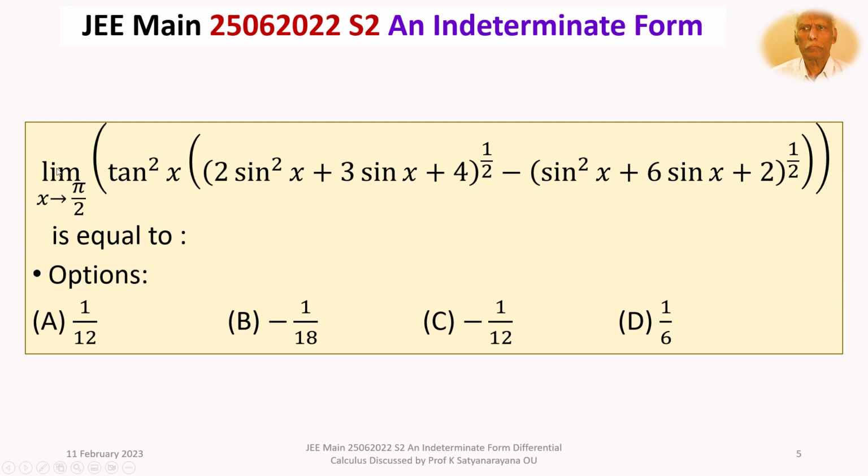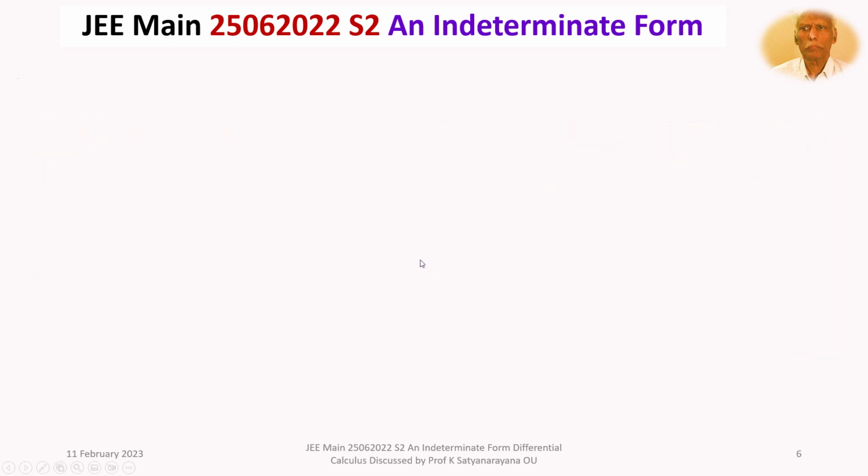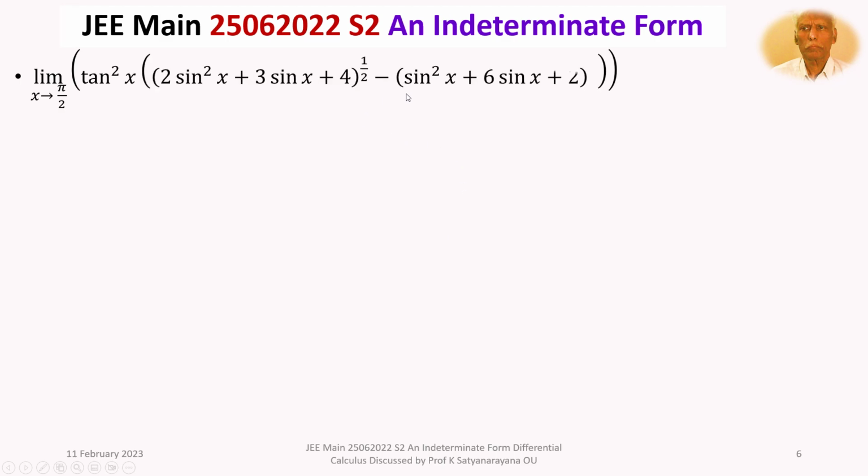Required to find the limit x tends to pi by 2 of this big expression from these given four options. That is the given question. Let's now discuss the solution of the problem in detail. Let's call this big expression, limit x tends to pi by 2 of this expression, as expression 1.